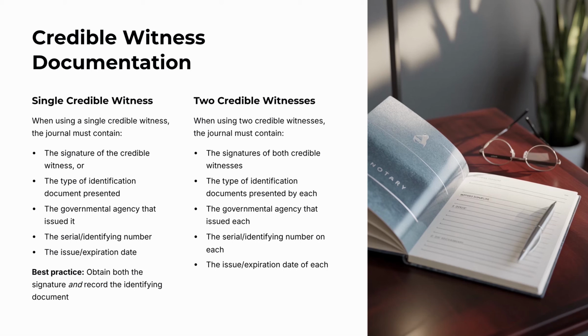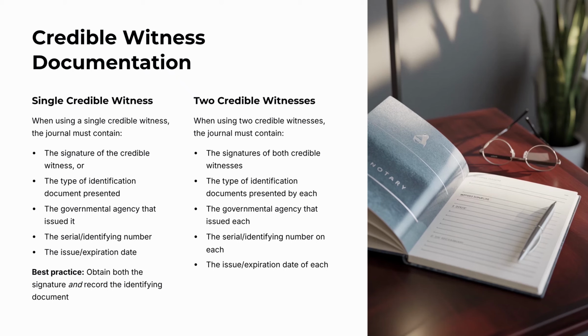8206(a)(2)(D). Best Practices Tip: Obtain both the signature of the single credible witness and record the identifying document in the journal. If the satisfactory evidence is based on the oath or affirmation of two credible witnesses, then the journal must contain the signatures of each of the credible witnesses and the type of identifying documents presented by each of the credible witnesses. The governmental agency that issued each identification document, the serial number or other number on each identification document, and the date of issue or expiration of each identification document.